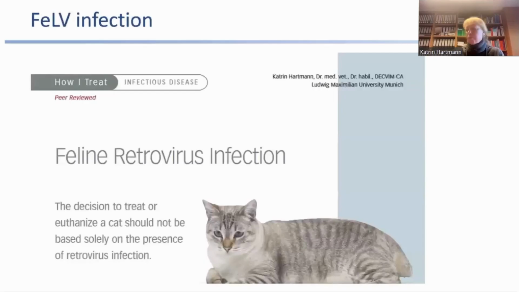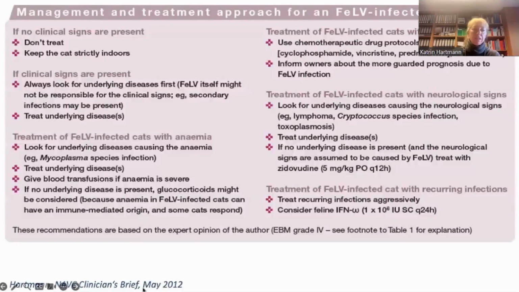So finally, about the management of FIV infection, again, I can recommend to look up that review that I did, how I treat, in the Clinician's Brief in May 2012. It was published, but it's online available. It's very similar to FIV. If there are no clinical signs, I do not treat, but I keep the cat strictly indoors. If there are clinical signs, I always look first for underlying diseases. And then I treat these different diseases.